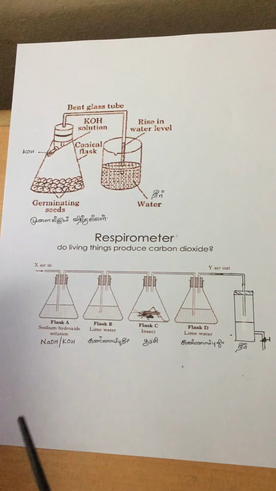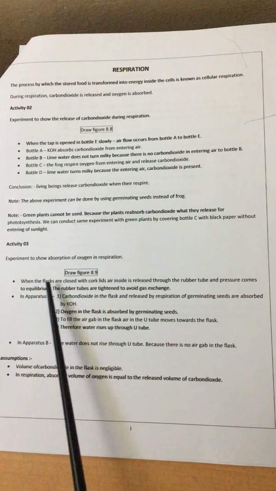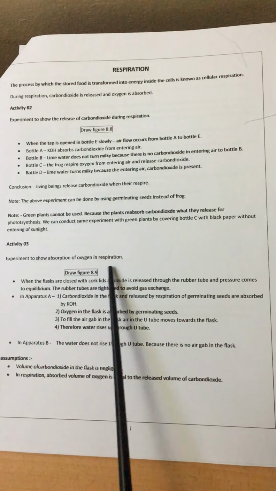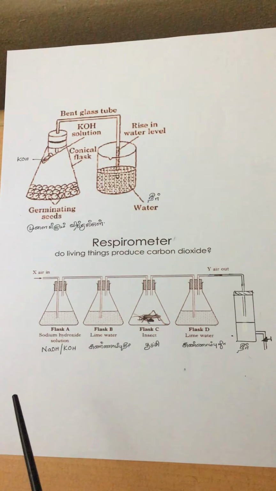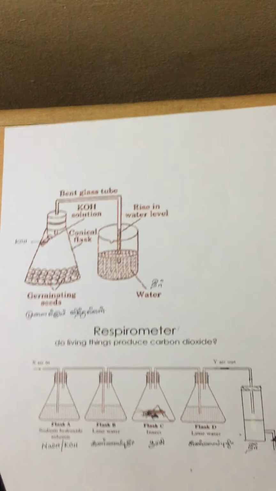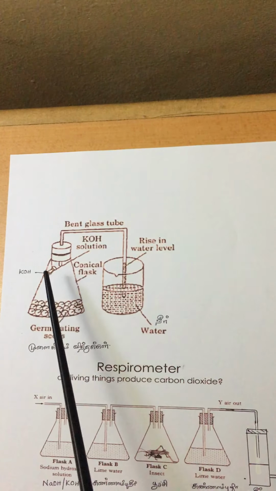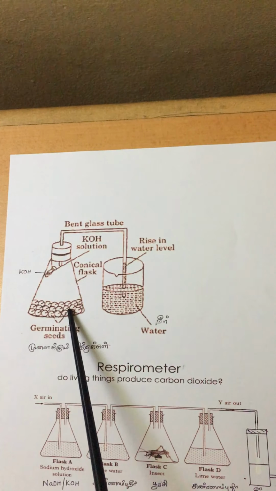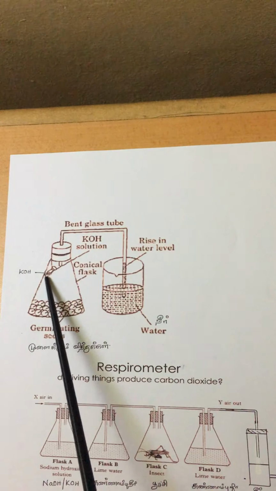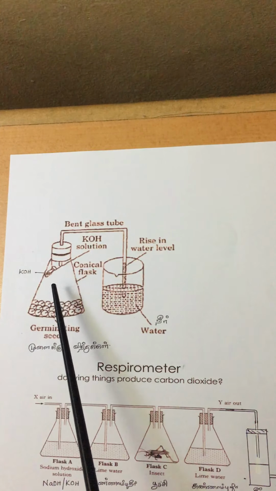So, next one, activity 3, that is showing experiment to show absorption of oxygen in respiration. Here you can do this experiment given here. In the conical flask, germinating seeds are taken, and there is a small ignition tube with potassium hydroxide.